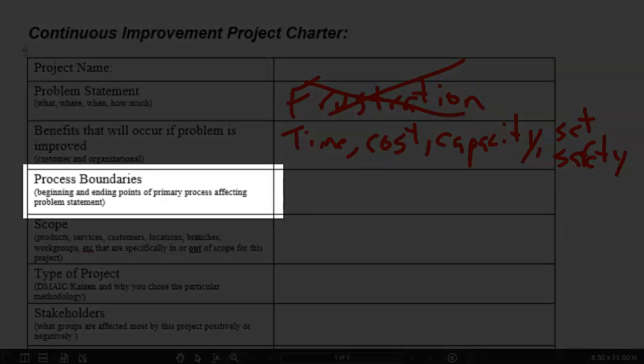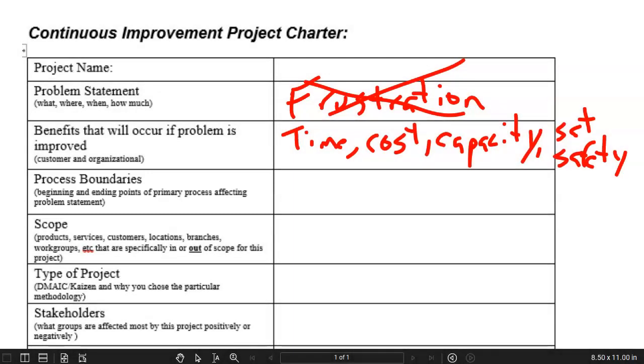The process boundaries are going to include the beginning and ending points and something about the output that the process has. Typically, also who that end user is that's receiving that output.